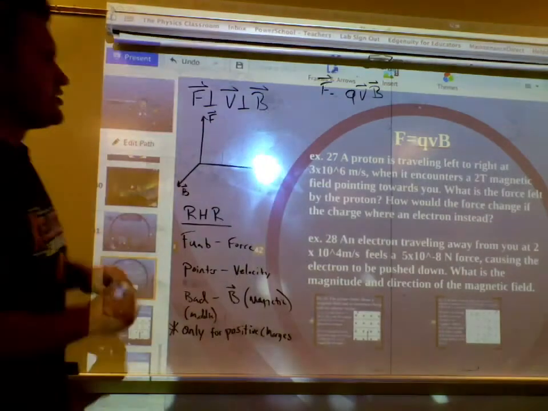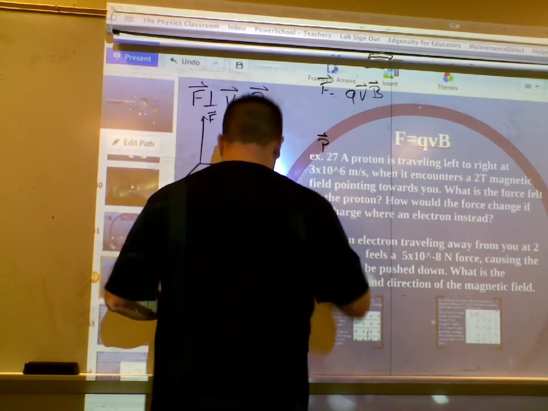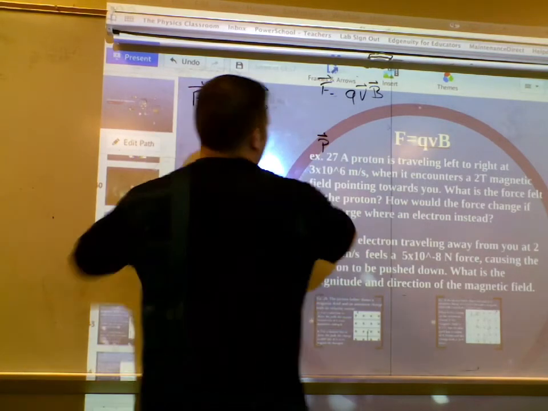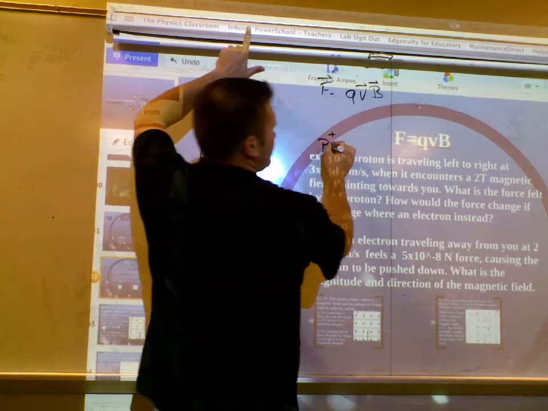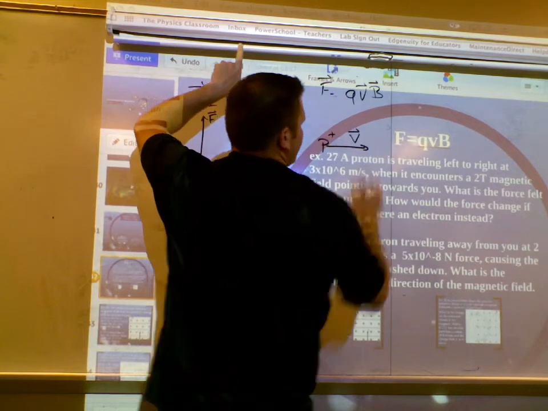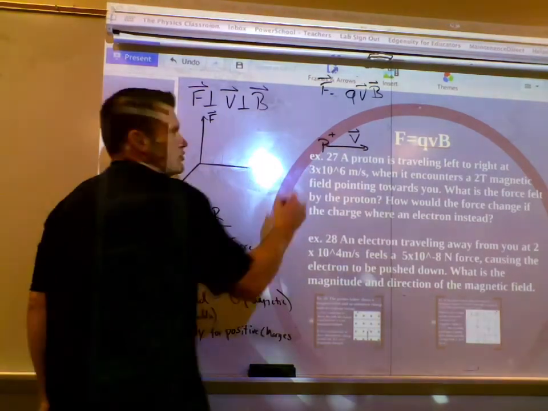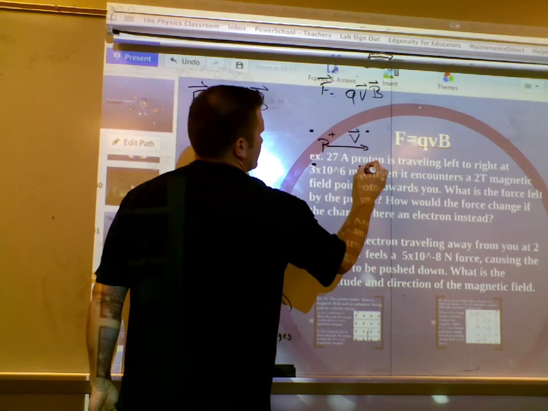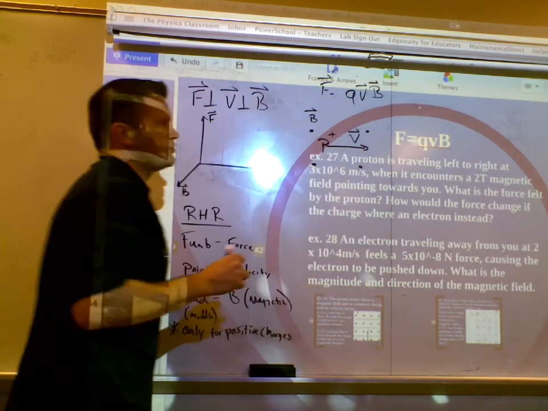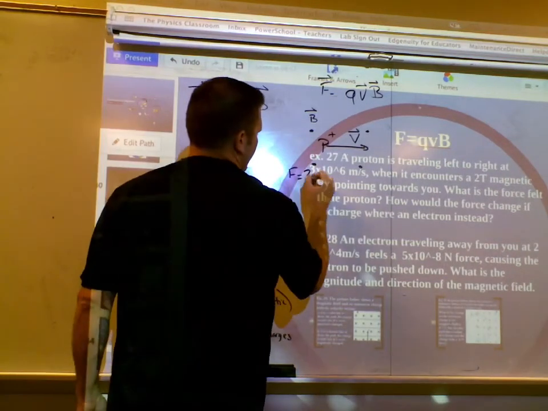So, we have a proton that's moving. Oh, that's not a momentum vector. It's my fault. So moving left to right. It starts to the left and it's going to the right. So that's the velocity, right? The B field is which way? Towards you. So the magnetic field is pointing towards you, right? And we want to figure out the force.